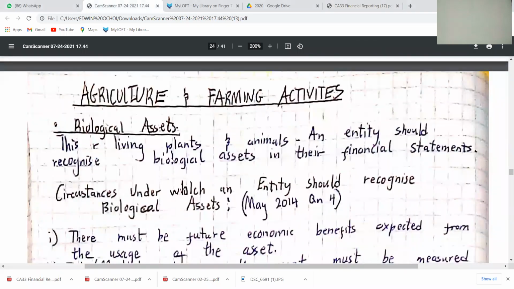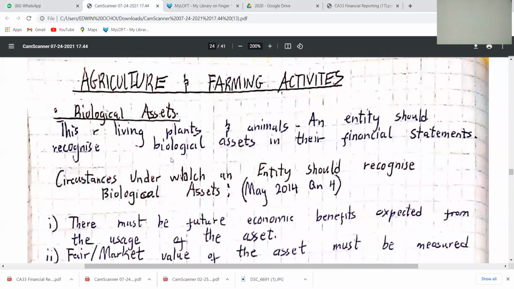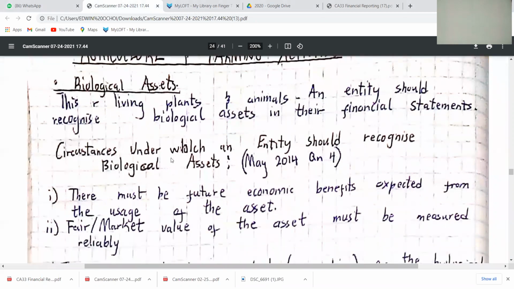These are some of the handwritten notes which I prepared. They are not typed, but I prefer handwritten to be better, without a lot of errors here and there. So, agriculture and farming activities. I was saying that we start with the terminologies. Number one, we have the biological assets. Biological assets are all about living plants and animals.